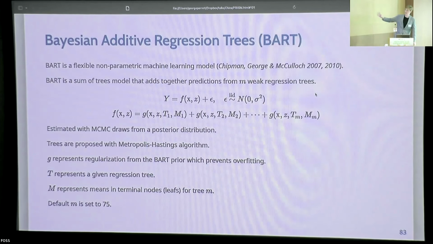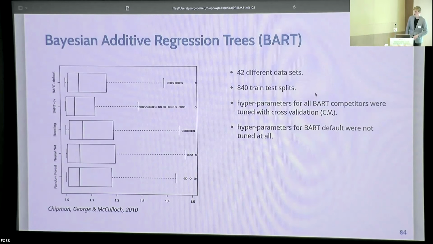So the Bayesian part of BART here is going to stop overfitting, and it is going to learn how to be really flexible, but flexible in a way that is not going to be detrimental to us. So that's the Bayesian component of our algorithm. Why do we like BART?